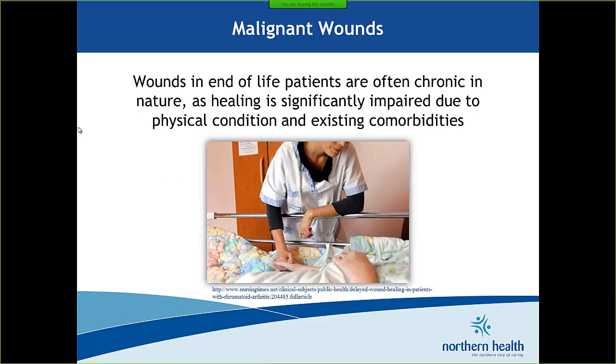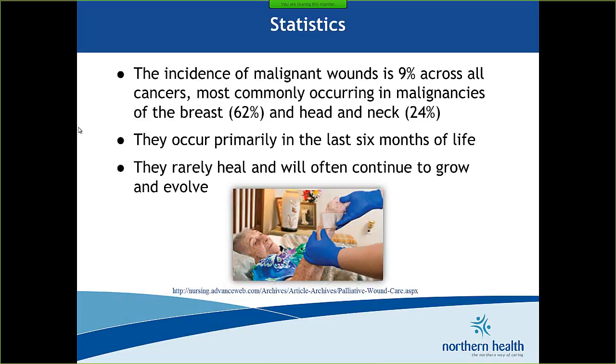Wounds in end-of-life patients are often chronic in nature, as healing is significantly impaired due to physical condition and existing comorbidities, which we'll get into in a little bit. So the incidence of malignant wounds is 9% across all cancers, occurring mostly in the breast, 62%, and head and neck at 24%. And the incidence also goes up in the elderly. So as I mentioned, they rarely heal and they'll continue to grow and evolve.